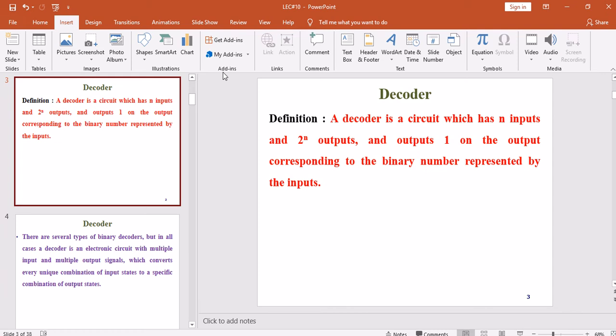Decoder. What is a decoder? It's a circuit that has n number of inputs and 2 raised to power n number of outputs, and outputs 1 on the output corresponding to the binary number represented by the input.